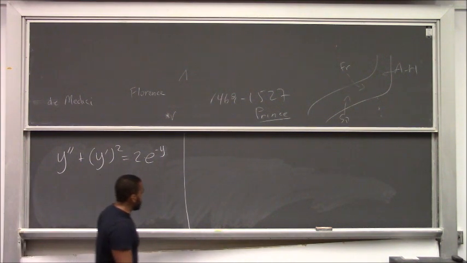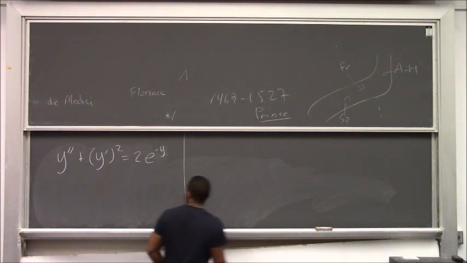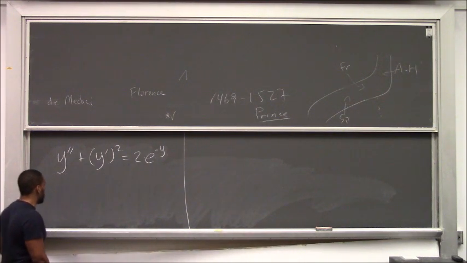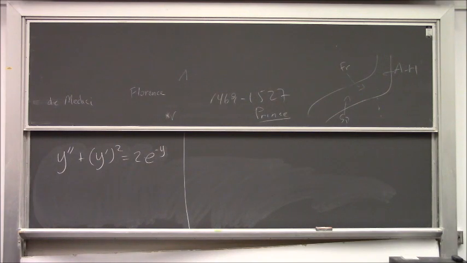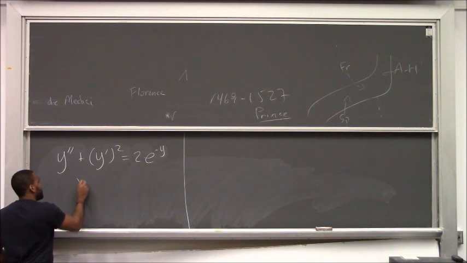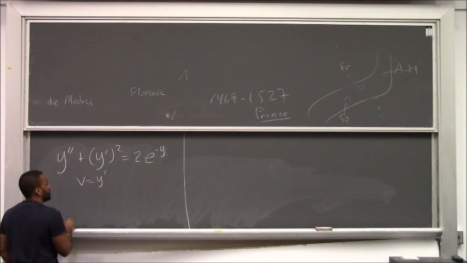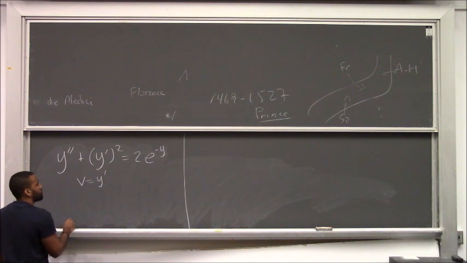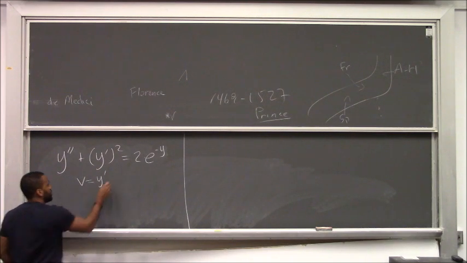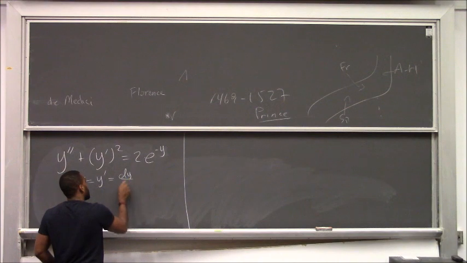Let's actually start with the book's example, or the book's method. What did it tell us to do? It says v equals y prime, and then y prime equals v. We wanted to change the variable in terms of y, right? So this was dy/dt.